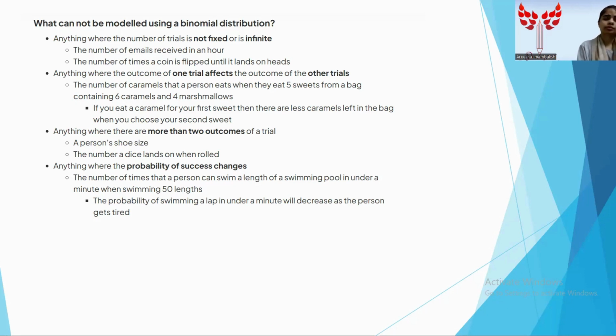Now, when there are more than 2 outcomes, a person's shoe size, multiple outcomes, number a dice lands on. Previously, I gave an example of whether the dice lands on a 6 or not. That was 2 outcomes. But if you're simply looking at the number the dice lands on, then obviously not. Anything in which the probability of success is changing. Like for instance, this is a very good example: the probability of swimming a lap in under a minute will decrease as the person gets tired.